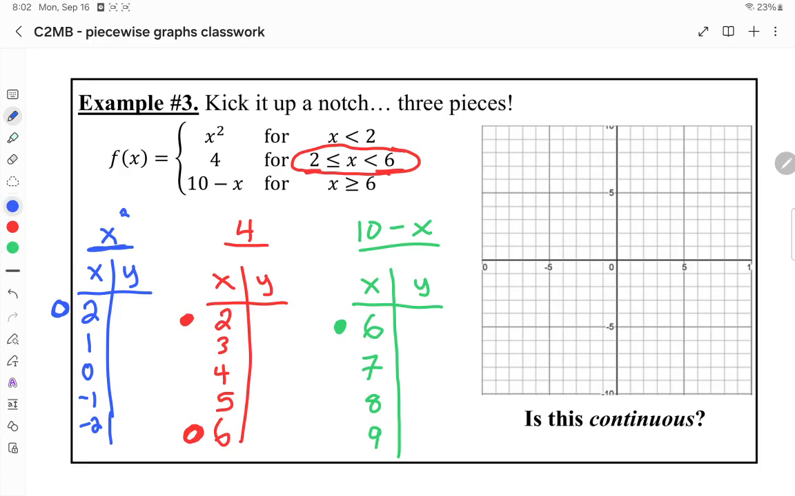All right, let's go through. Why don't you take a minute to plug in these values? I'll do the same.